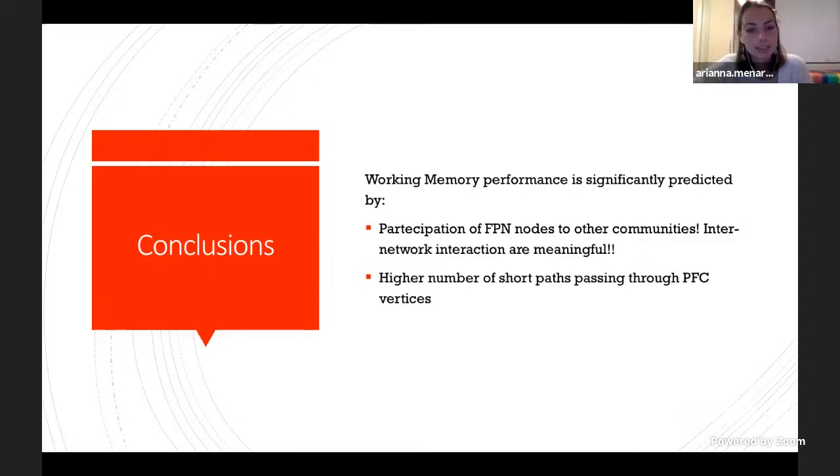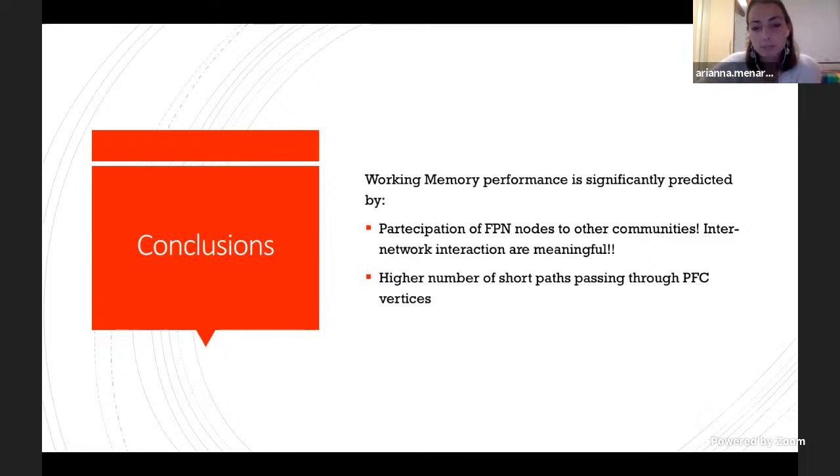And what is interesting, since we observed that the participation coefficient was positively associated with our results, it means that actually the participation of frontoparietal nodes to other communities is what matters. So this gives us the impression that inter-network interactions are very useful for describing working memory performance. This is because a participation coefficient of 0 tells us that the node is simply working with nodes of its own community, but higher levels of participation coefficient tell us that the node has a lot of paths going to any other nodes in the brain that do not belong to its own community.